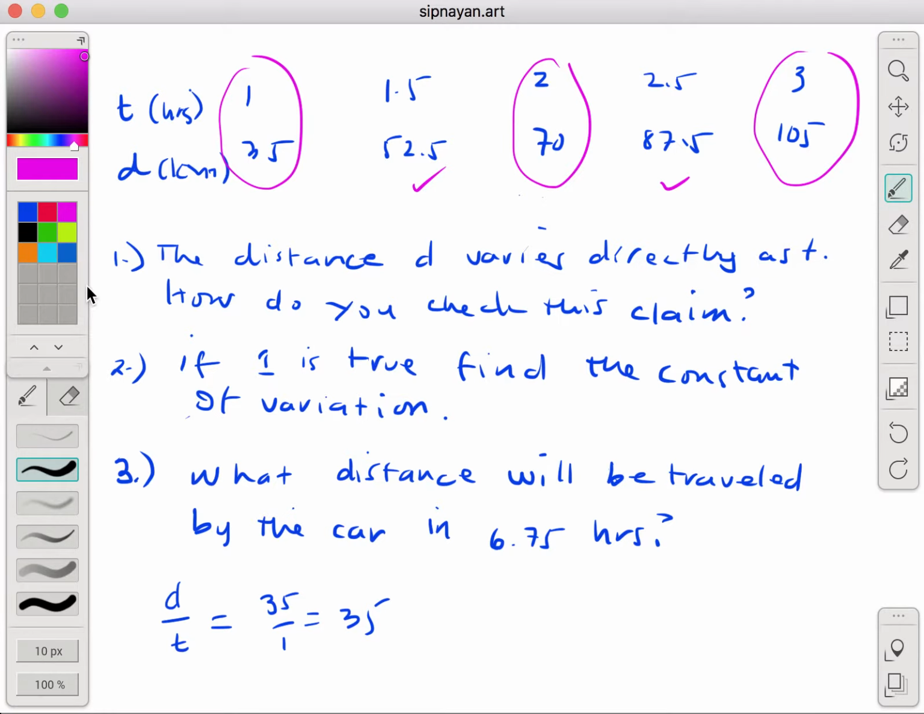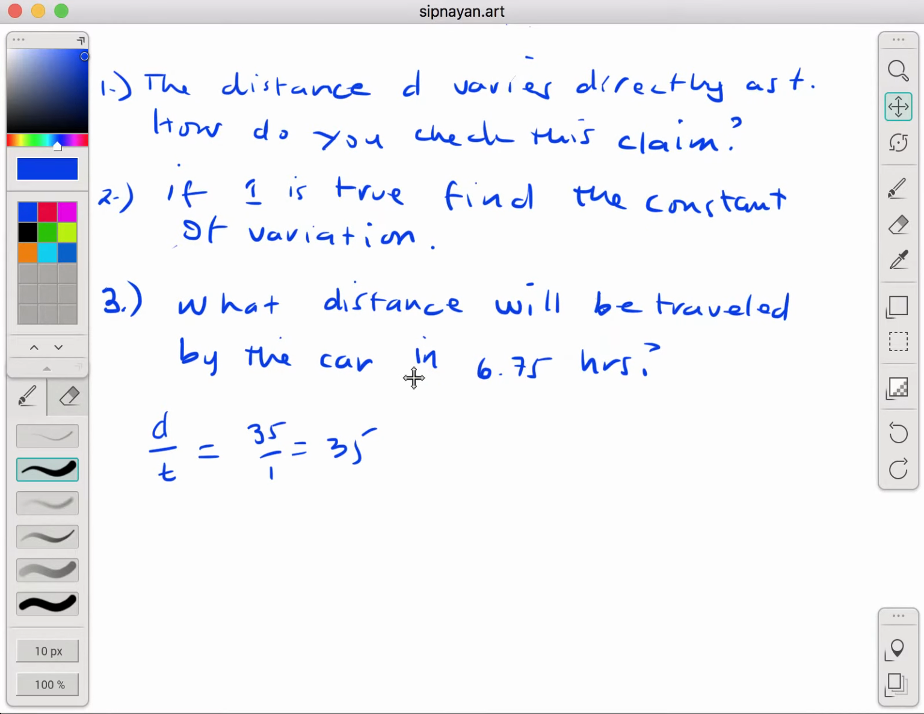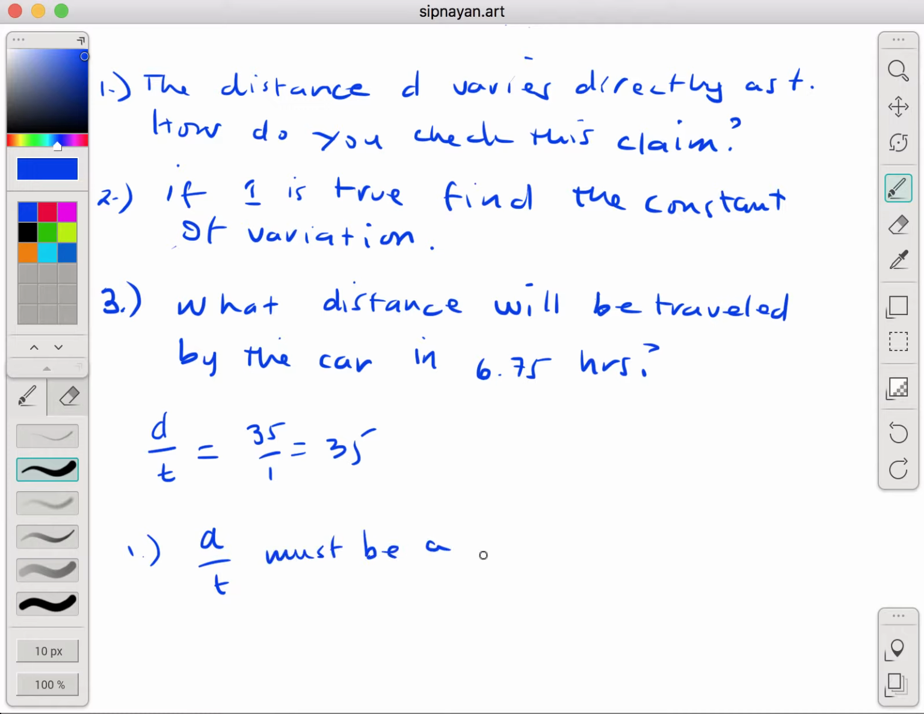Pero ang tanong niya dito is how do you check it? So, yun ang sasagutin natin. How do you check the claim? Well, the answer for number 1 is D over T must be a constant for D to vary directly as T. So, magba-vary directly lang siya if D over T is a constant. So, I think this is the answer.